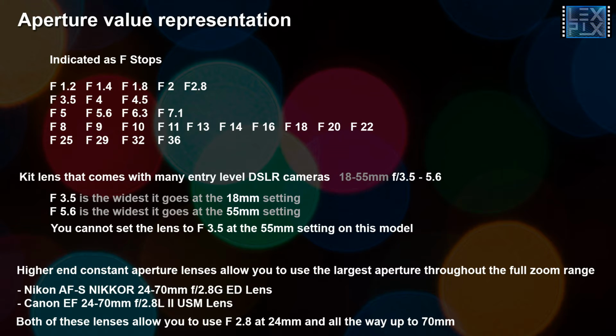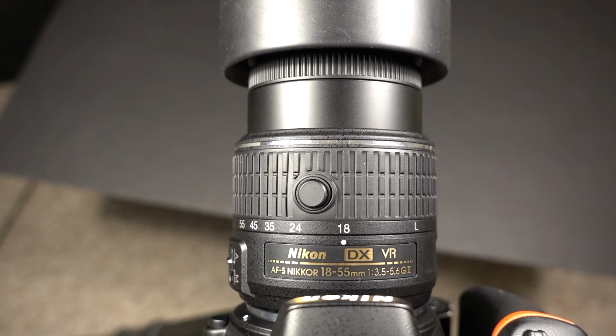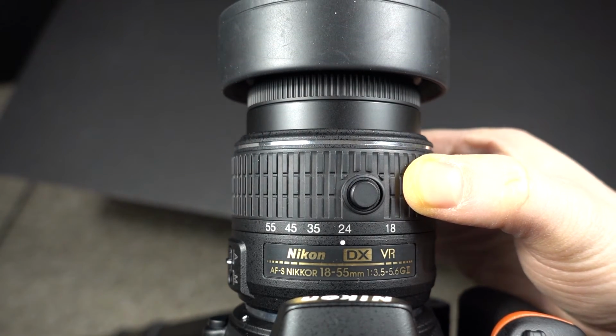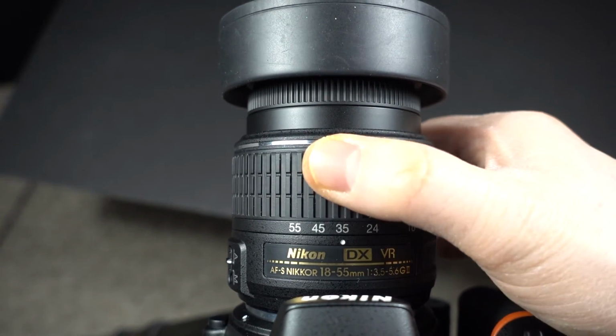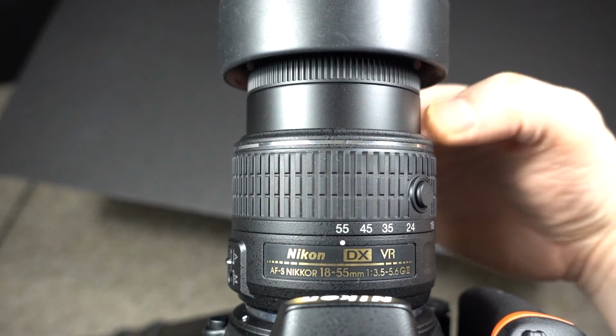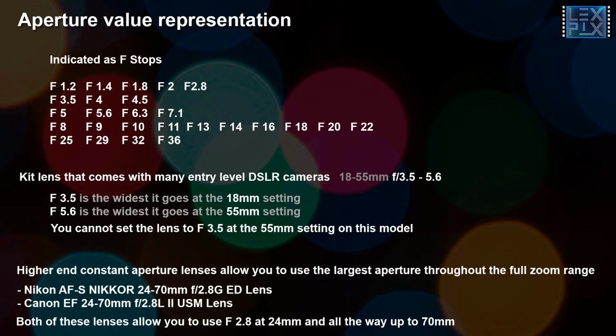But generally, the common range, especially with an 18 to 55 kit lens, is going to be f3.5 to 5.6. What that basically means is f3.5 is the widest that it goes at the 18mm setting. By widest, I mean the opening of the lens. And f5.6 is the widest it can go when the lens is set at 55mm, because as you're zooming in, you're losing some light due to the tunneling effect. So you can't use the lens at f3.5 at 55mm. There's more of a tunneling effect, it doesn't go that wide.